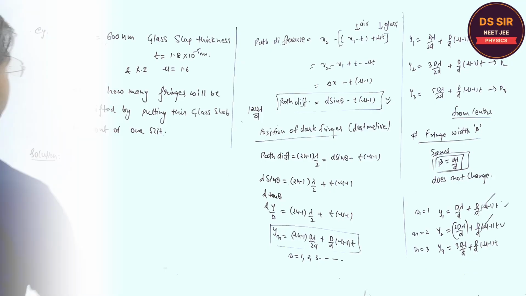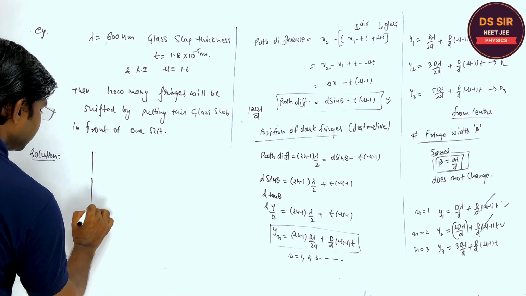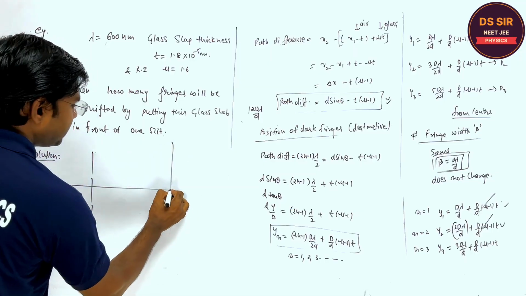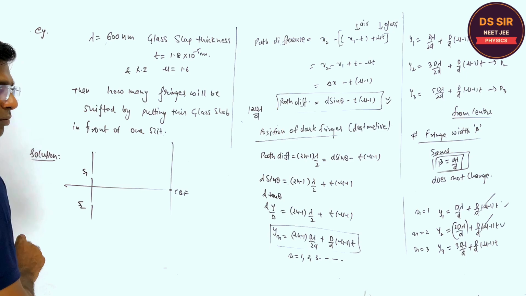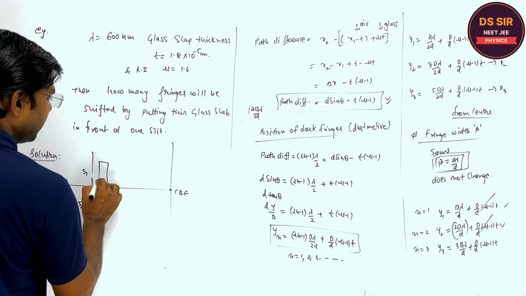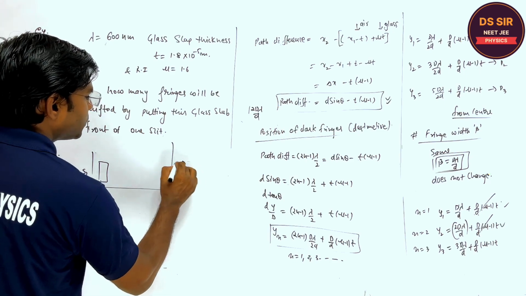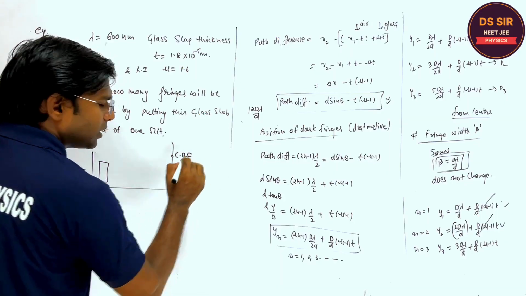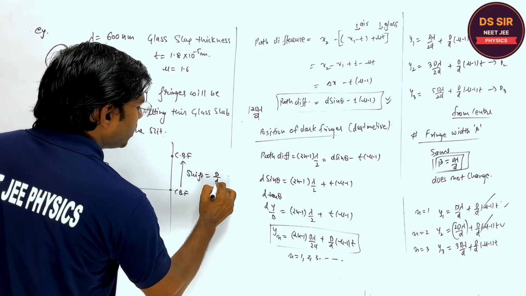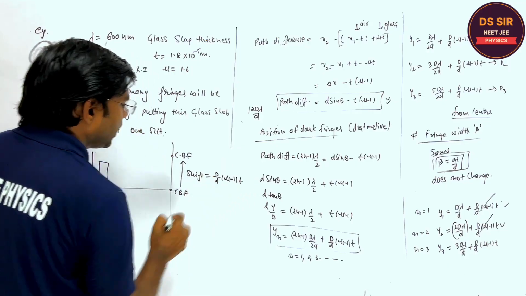Yes, copy this. Listen one thing. Without the glass slab, the center bright fringe is over here. Are you getting or not? But if you put the glass slab, the center bright fringe shifts to this point, or not? You tell. So what is the shift? Shift is nothing but d upon d (mu minus 1) into t. Are you getting or not?